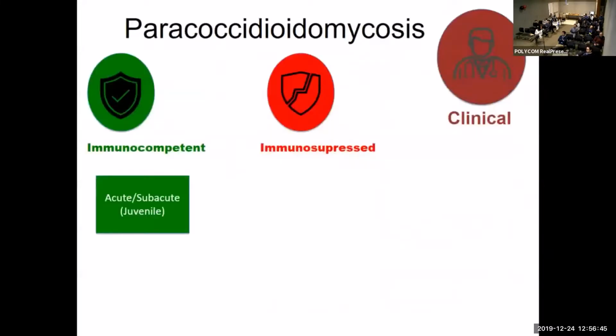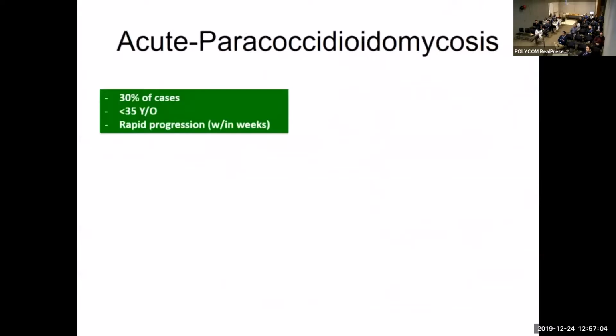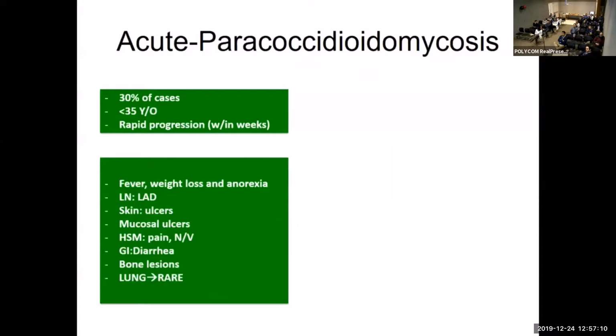So the acute form is usually present in younger patients. The classic or chronic form is usually the one that we see in patients from 30 to 60 years old. And we have a mixed form with opportunistic disease, usually seen in patients with AIDS with CD4 less than 200, and it's a mix of both diseases. So acute paracoccidioidomycosis, I'm just going to go fast through this. It's just 30% of cases.